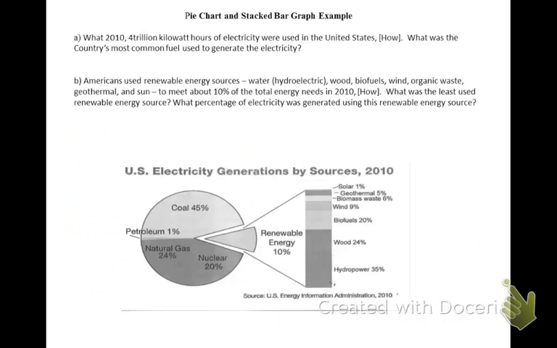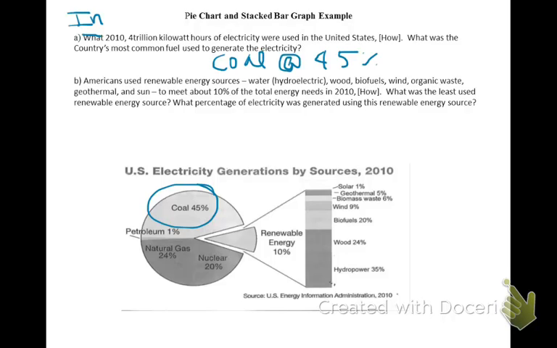Our last example will cover pie charts and stacked bar graphs. Remember, the point of a pie chart is to compare a part to a whole, whereas the point of a bar graph is to compare a part to a part. Correct your notes to read, in 2010, 4 trillion kilowatt hours of electricity were used in the United States. What was the country's most common fuel used to generate the electricity? That would be coal at 45%.